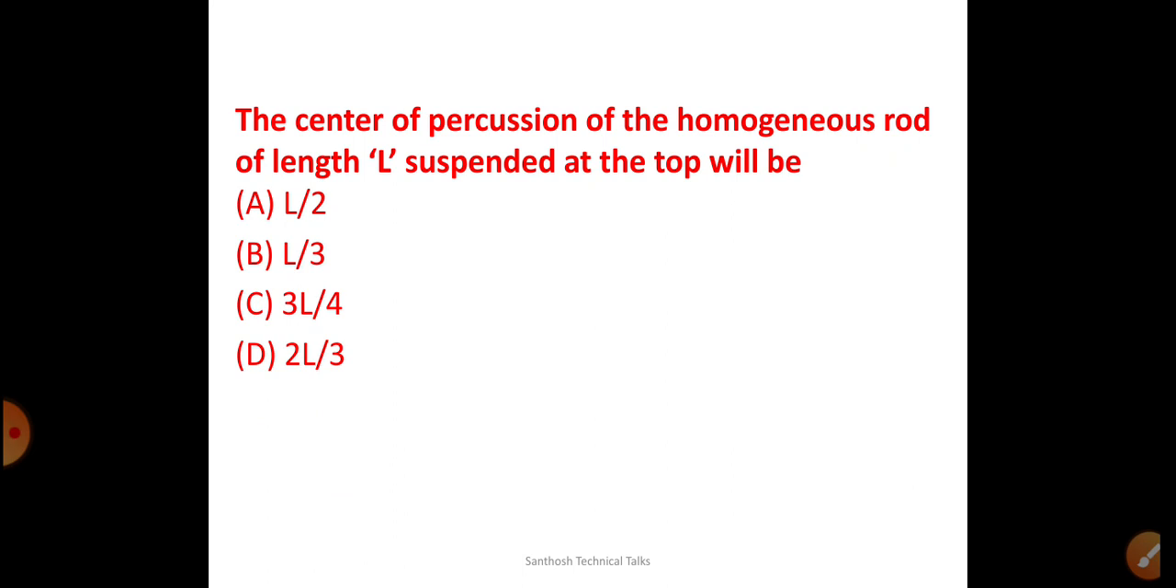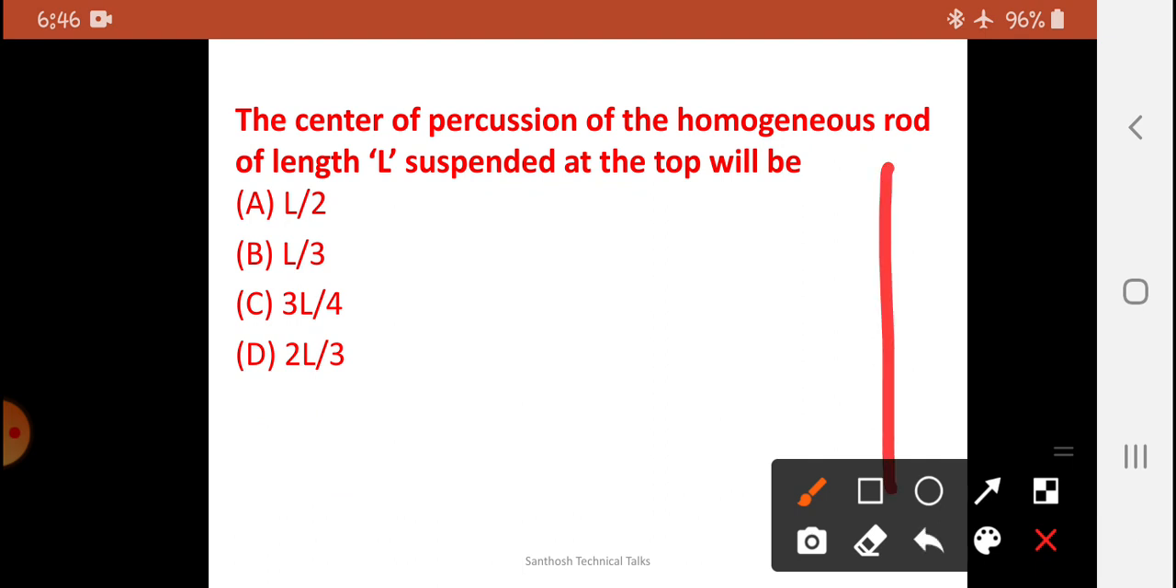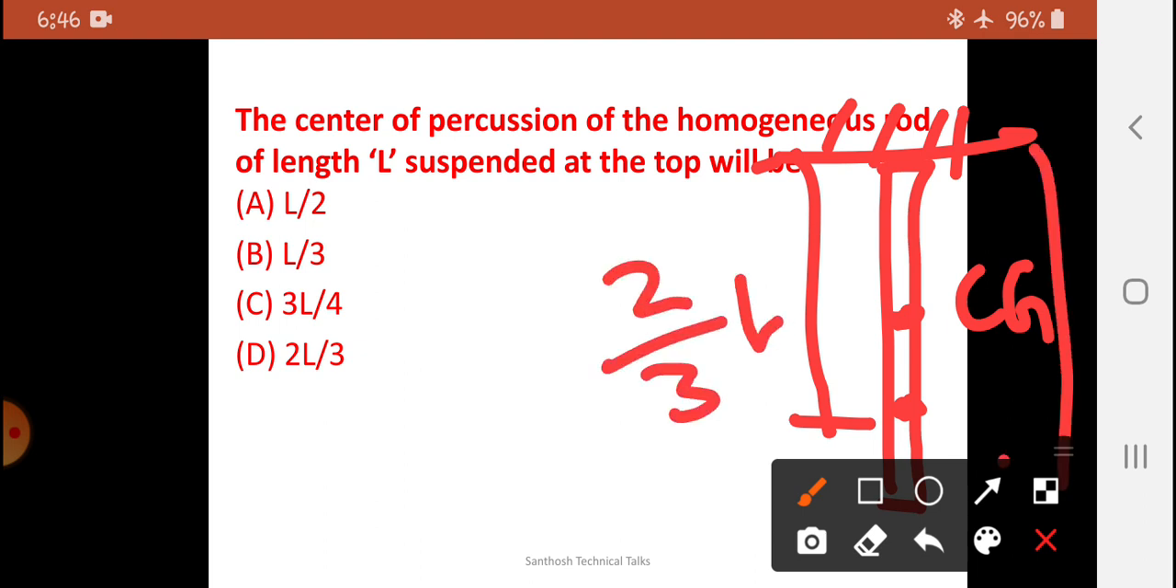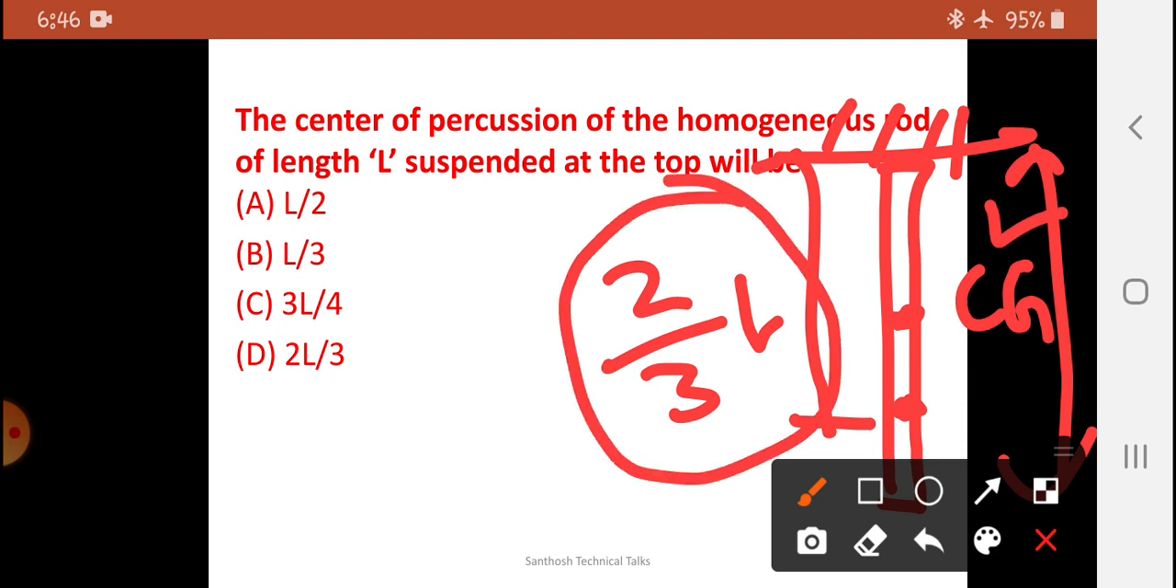Next, a very simple question. The center of percussion of a homogeneous rod of length L suspended at the top. So you have to make a note. Let this rod be suspended. This is the CG, and the center of percussion is just below the CG. So the position of the center of percussion is 2/3 of the length. If this is the length, then at 2/3 of the length the center of percussion happens.